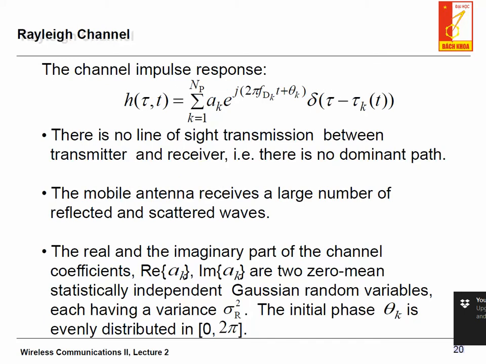In wireless communication, there are two typical cases that appear. And the first case is that there is no line of sight component.